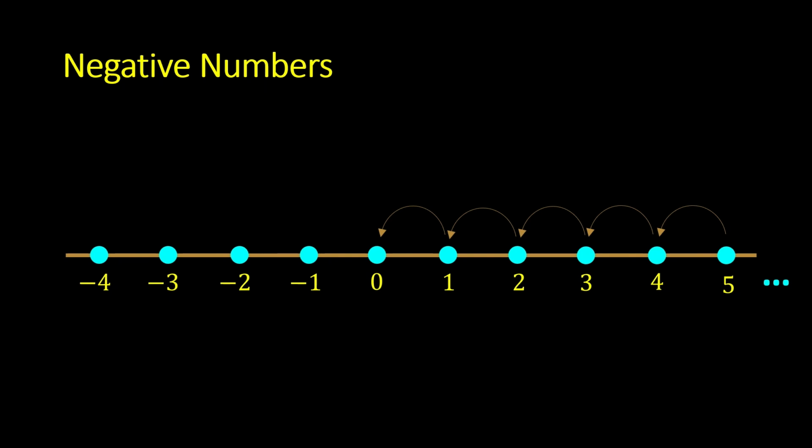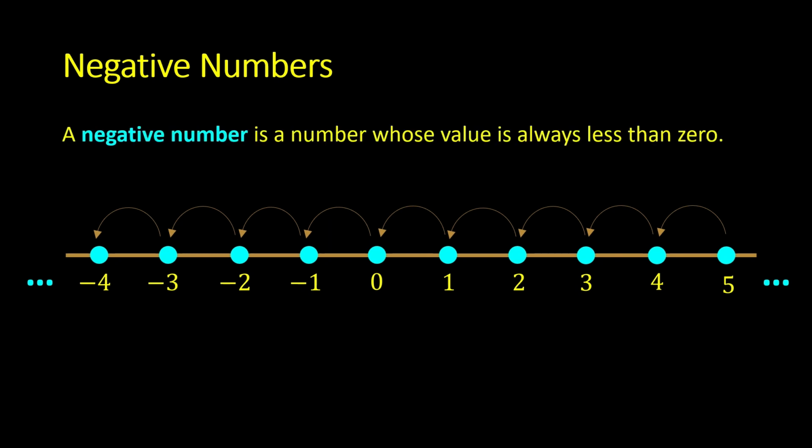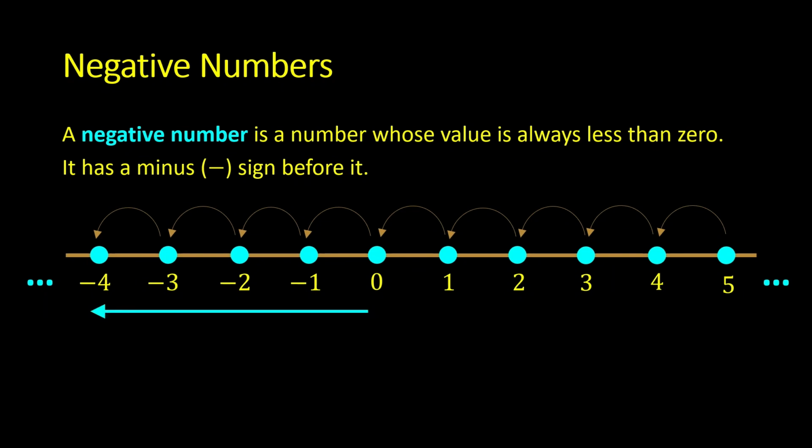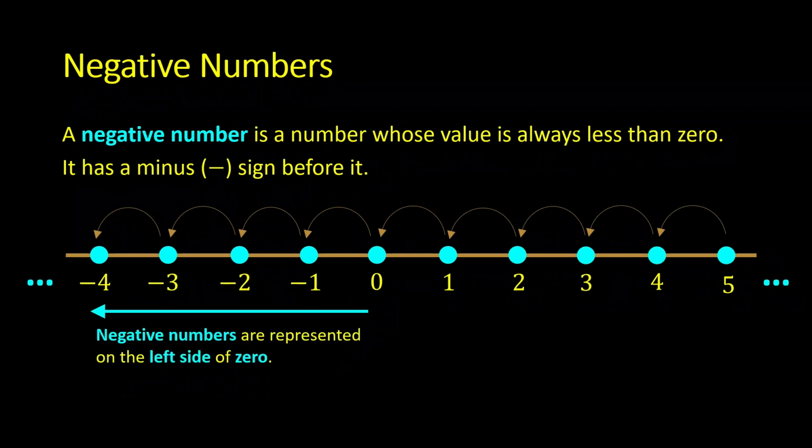We can consider the negative numbers: -1, -2, -3, -4, and so on. A negative number is a number whose value is always less than 0. It has a minus sign before it, as shown here. So all these numbers to the left of 0 are negative.